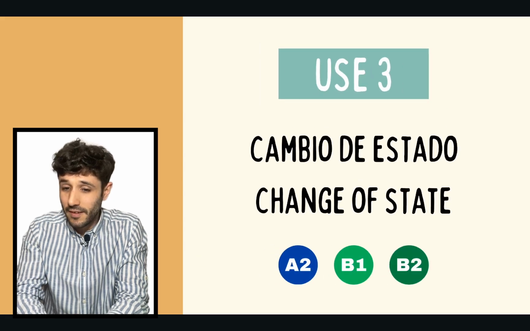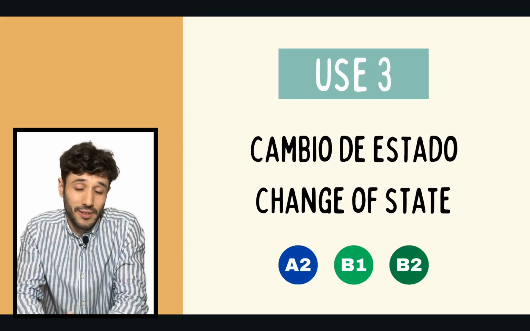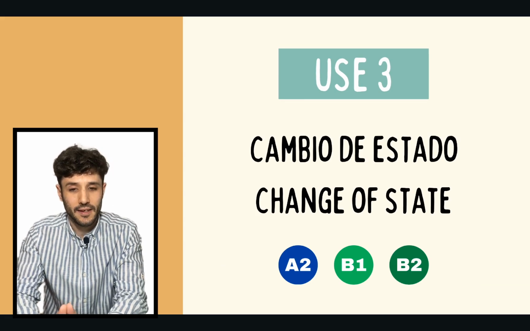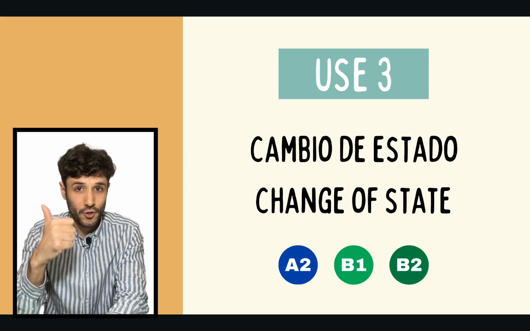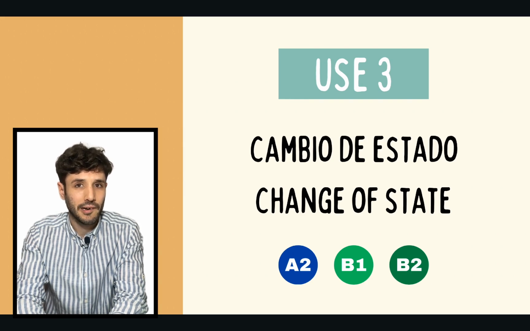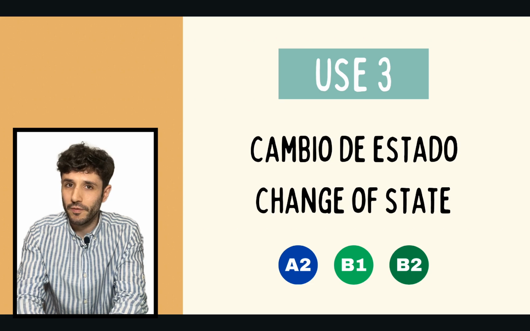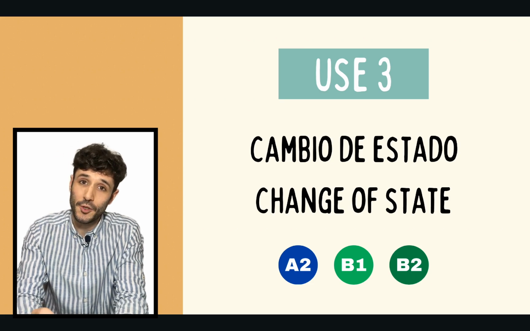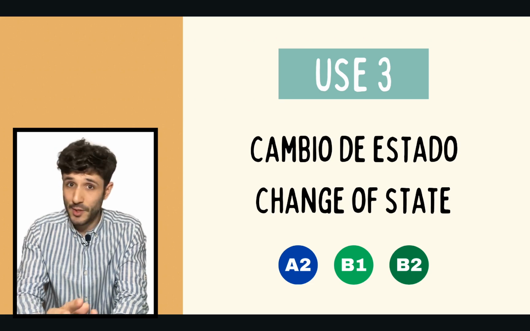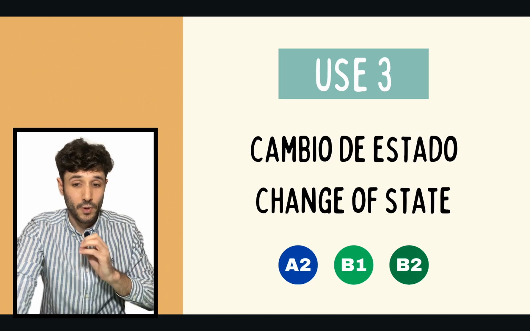Okay, the third use. This use, as you can see, is called basically cambio de estado, change of state. But if you notice, I added 3 levels to it: A2, B1 and B2. The reason why I do this is because there are different things you can learn with the use of this set. And the basic ones you see in A2, but then later on there are some more complex ways to use it. And I'm going to explain everything in this video, okay? I'm going to start with a little bit more basic.